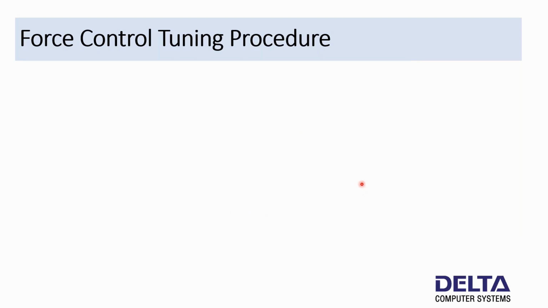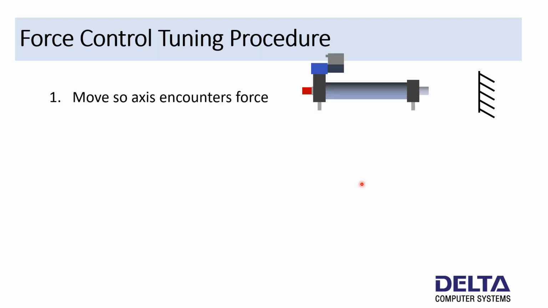So now we actually get to the force control tuning procedure using the PID and feed forwards and so on. And the basic procedure we follow here at Delta is this one. We move the axis so it encounters force. So we move it out until we hit the force.